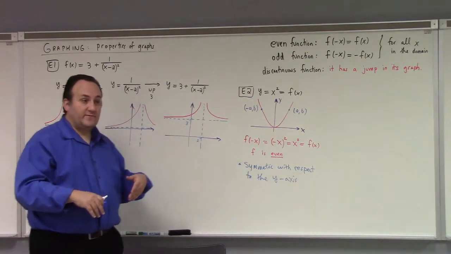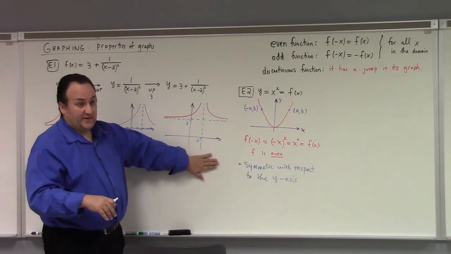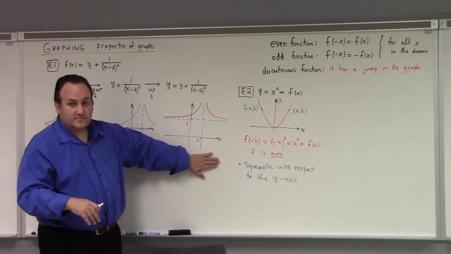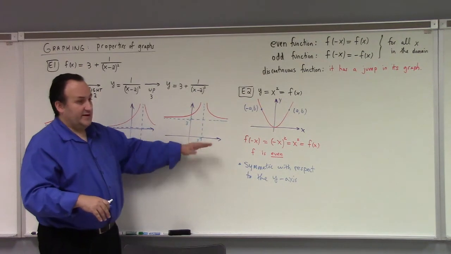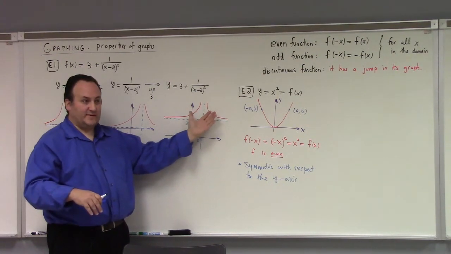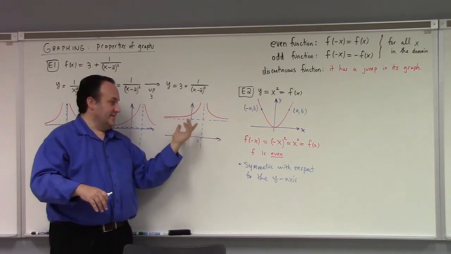Go back to example 1 for a second here. Is this graph, the final product here, this one, is this even? See, this is not even, right? If you reflect this graph over the y-axis, you don't get the same thing back again, right? It moves the volcano to the other side, right? This is not even.